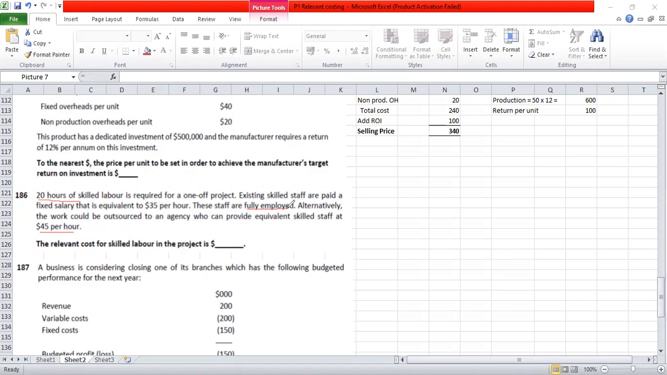So they have to hire skilled workers from outside. If there was any available capacity, if they could be accommodated, the cost would be 20 into 35. But because they are fully employed, the existing staff cannot be used. So they have to hire new staff, and the new staff are paid at a rate of 45 per hour. That's the whole concept here for the relevant cost of skilled labor.